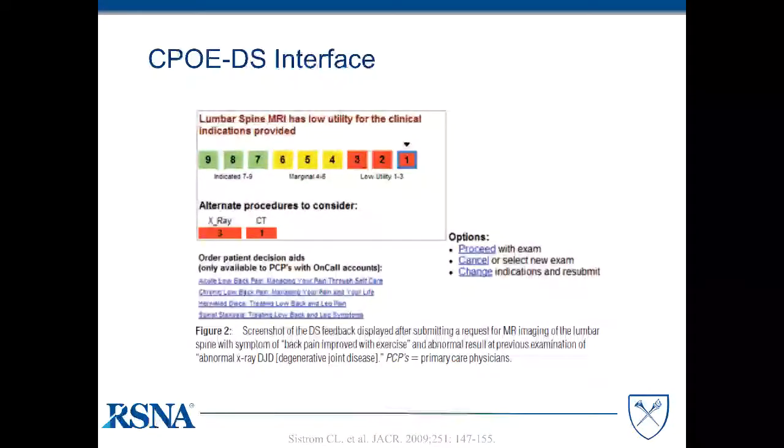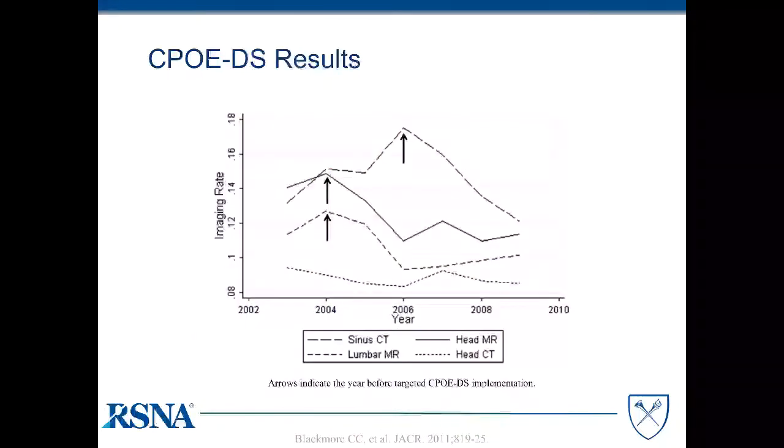Here's another one that uses a color-coded system, which is the direction that some of the big software vendors seem to be going. Green means you can move forward. Red means stop and think for a little bit as to whether this is the best test for your patient.